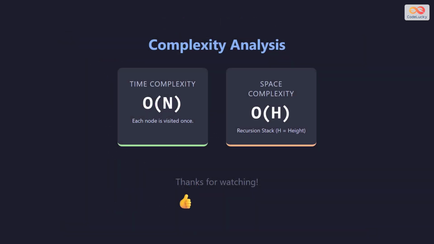To wrap up, this optimized bottom-up approach gives us a time complexity of big O of n because we visit each node exactly once. The space complexity is big O of h, where h is the height of the tree, corresponding to the recursion stack depth.